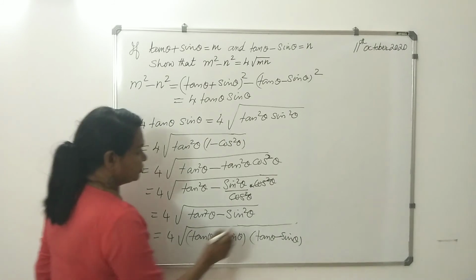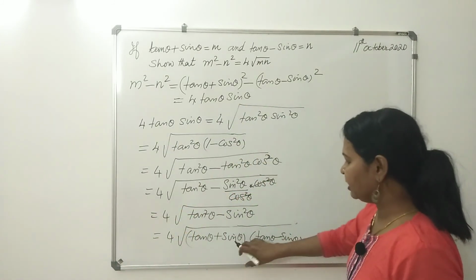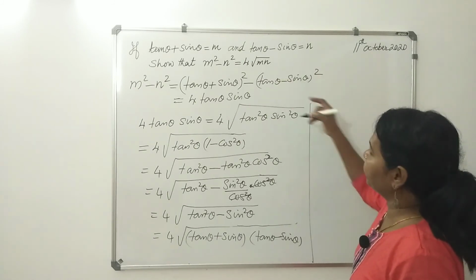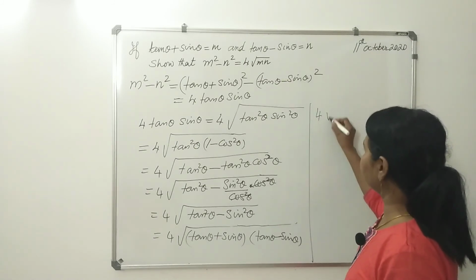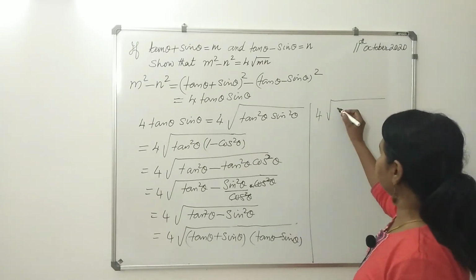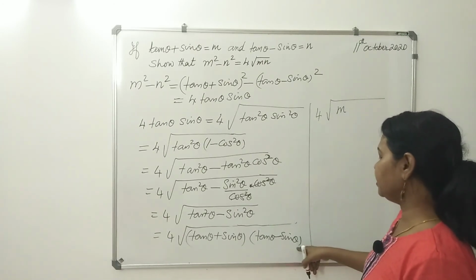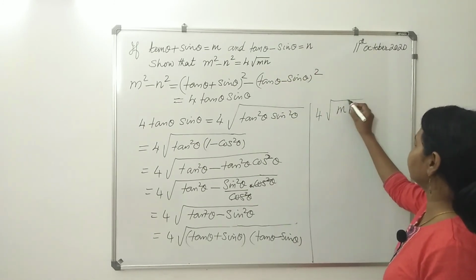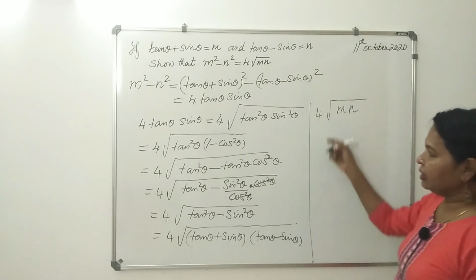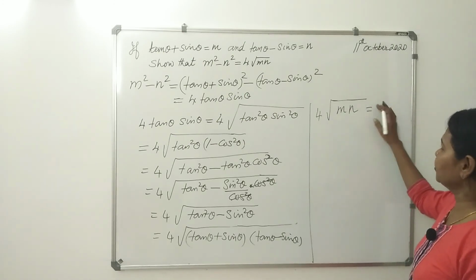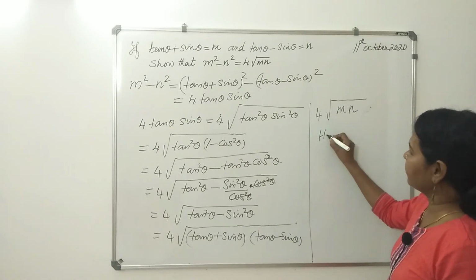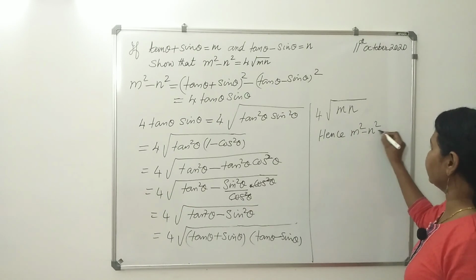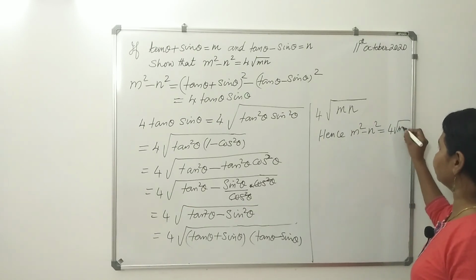That is equal to, what is tan theta plus sin theta? That is given in the question, that is m. Okay. So you can write 4 into square root of m into, what is tan theta minus sin theta? It is given in the question, it is n. So you can write square root of m into n. Okay. In this way also we can prove this question. Therefore, hence m square minus n square equal to 4 into square root of mn.